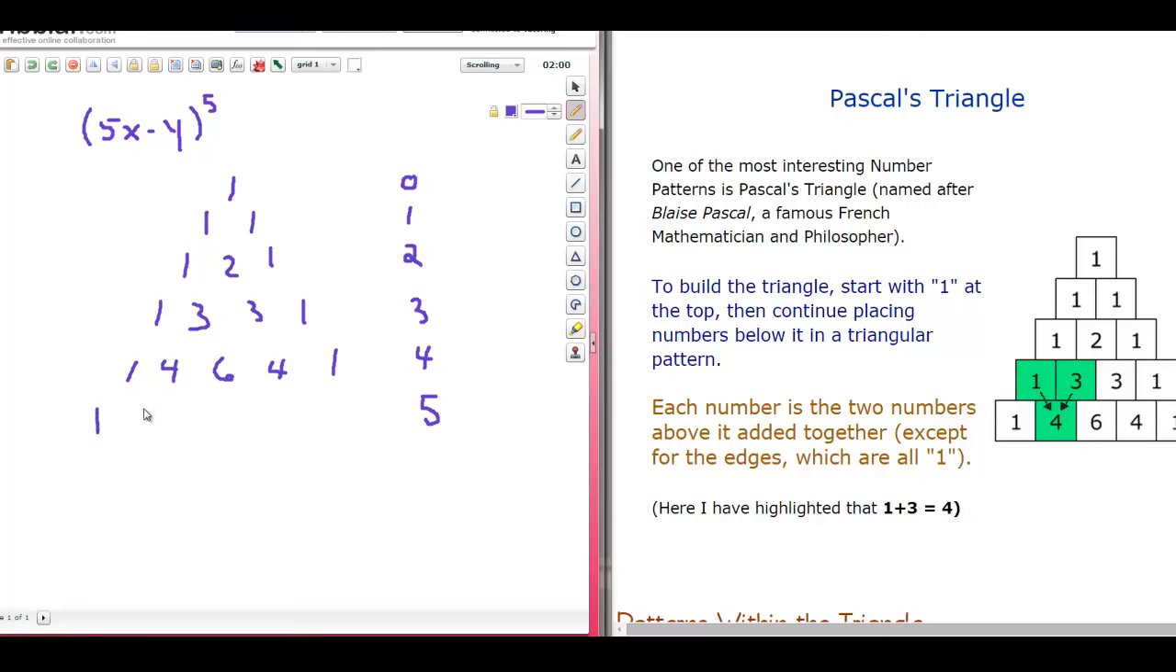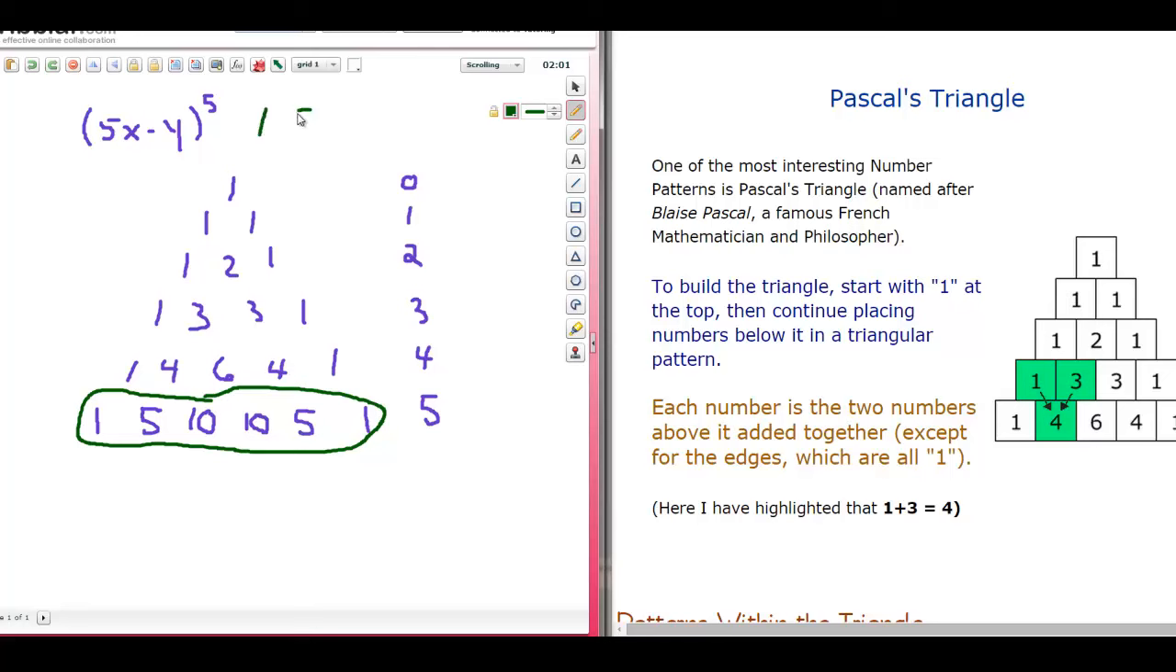1. All right, so 1 and 4 gives you 5. 4 and 6 gives you 10. 6 and 4 gives you 10 again. And then 4 and 1 give you 5. And then you bring down the 1. So that's the row that we need. So there it is. This is going to be important because that's going to help us to determine our coefficients for this expansion. So I'm going to write that up here so we have it.